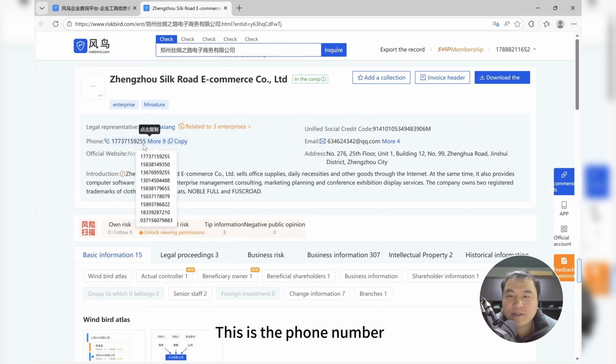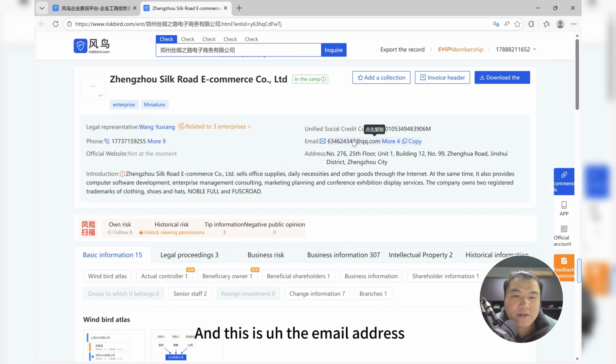This part is the phone number, and we can also see other phone numbers. Sometimes only one is the real one, and the others may be the financial company's contact phone. And this is the email address, but sometimes it's a QQ email, and usually the first one is the real one.